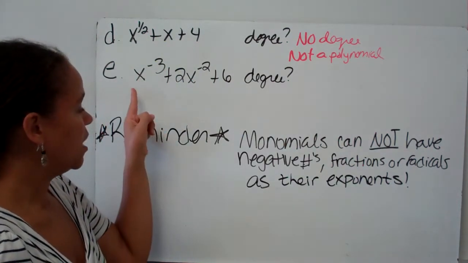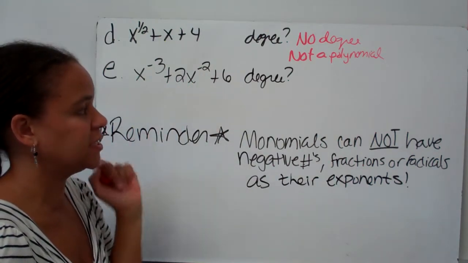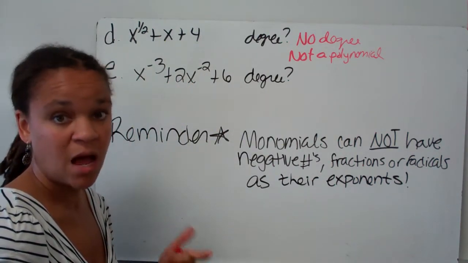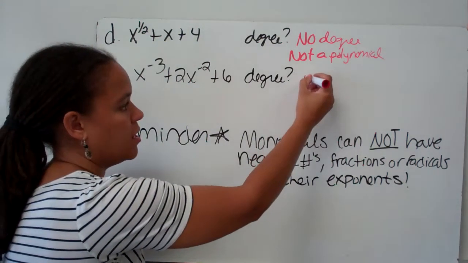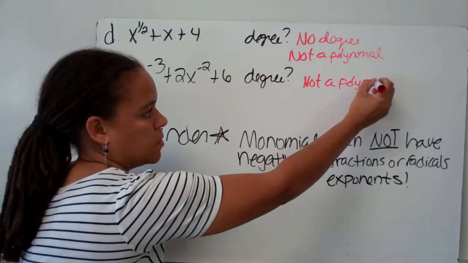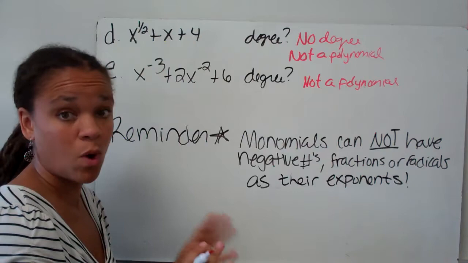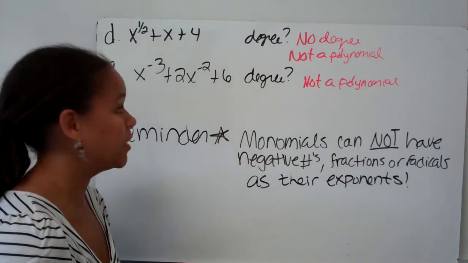Trick question. Here, x to the power of -3 plus 2x to the power of -2 plus 6. Degree? Another trick question. Not a polynomial. And why is it this time? Because of the negative exponent. So watch out for that. We don't want to fall for any tricks.